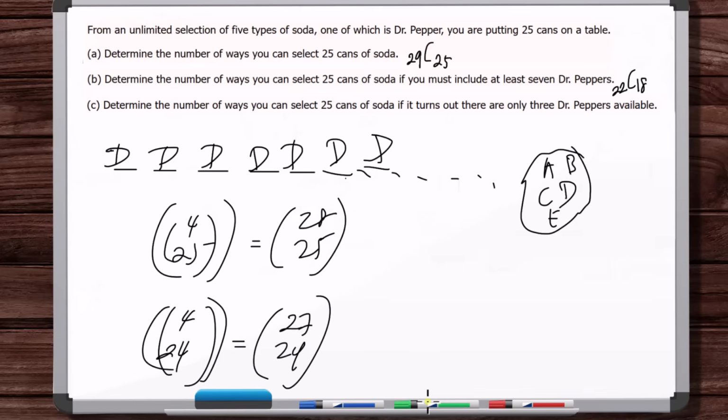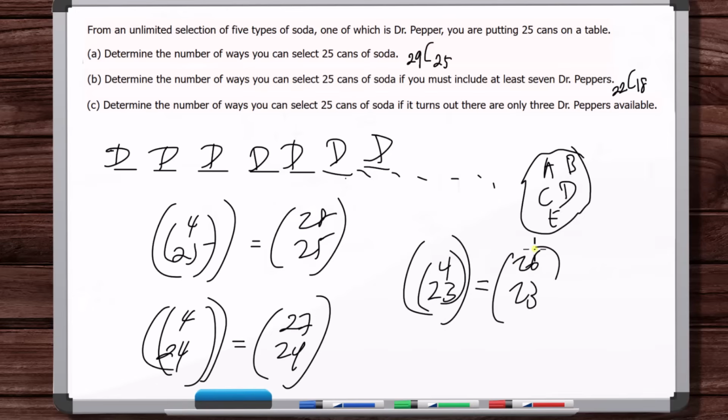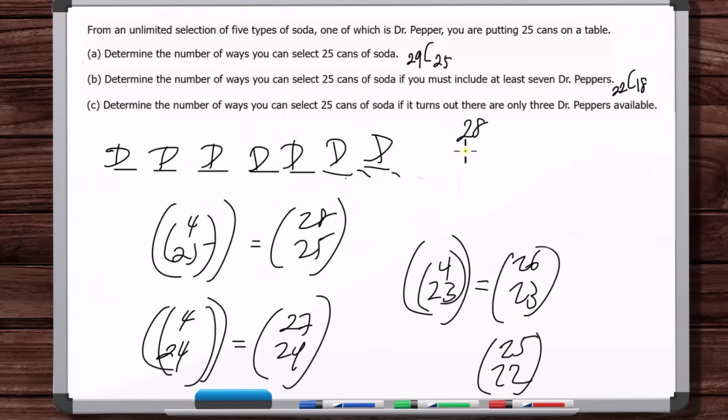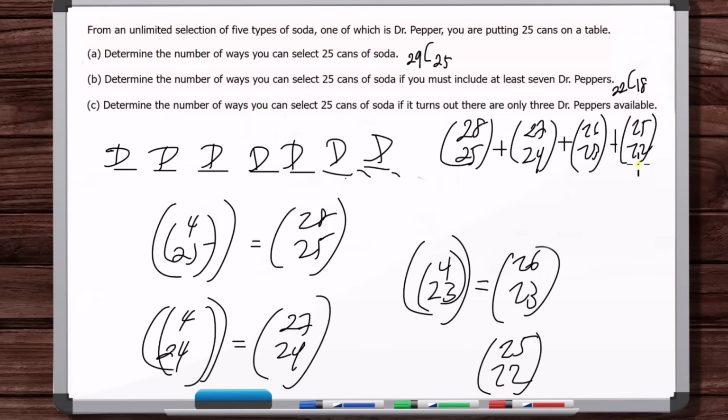We could have chosen just 2 Dr. Peppers. So that would mean 4, choose 23 combinations with repetition. So that's 26, choose 23. And if you chose 3 Dr. Peppers, we can see the pattern is going to be 25, choose 22. So it's 28, choose 25, plus 27, choose 24, plus 26, choose 23, plus 25, choose 22. That's the case where you didn't choose a Dr. Pepper, you chose 1, you chose 2, and you chose all 3. And then the rest, you could choose however many of the rest.